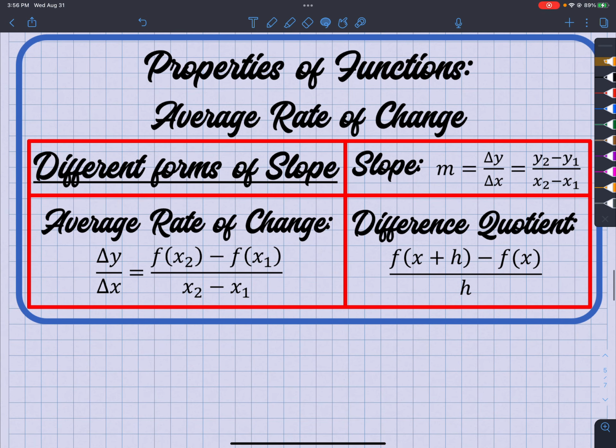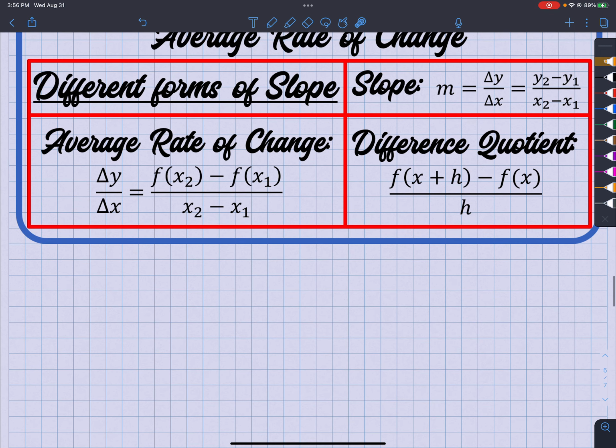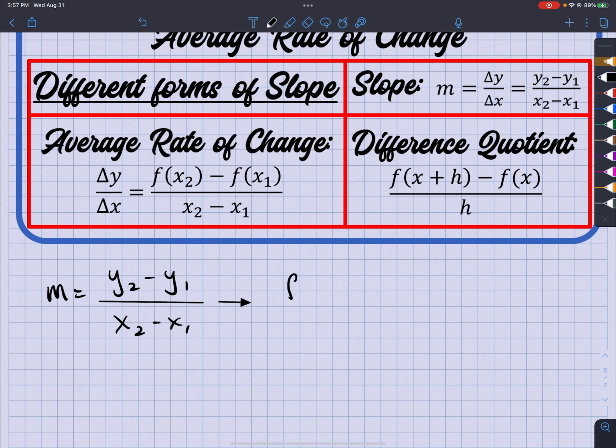Now, when we talk about average rate of change, we're also talking about slope, right? So if you think about this, slope we write as y2 minus y1 over x2 minus x1. And if I was to write that in function notation, that would be f of x sub 2 minus f of x sub 1 over x sub 2 minus x sub 1.